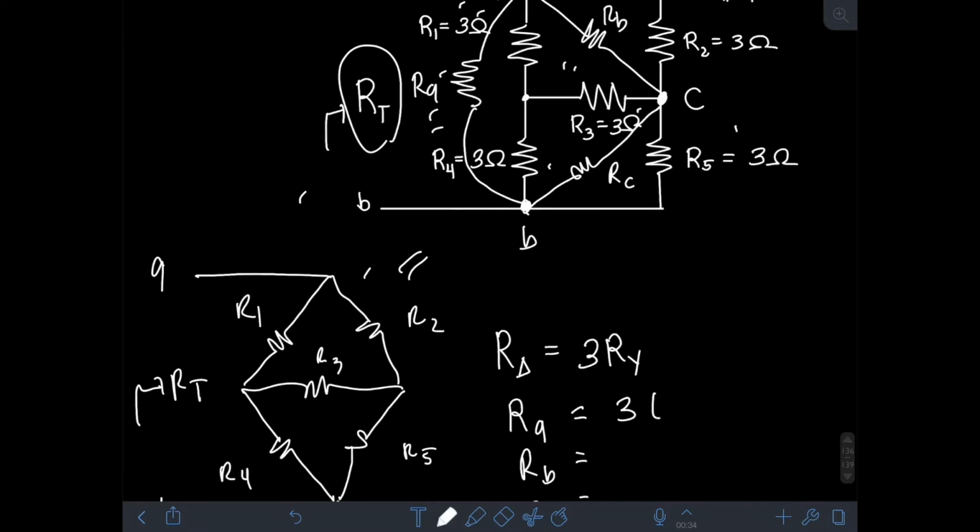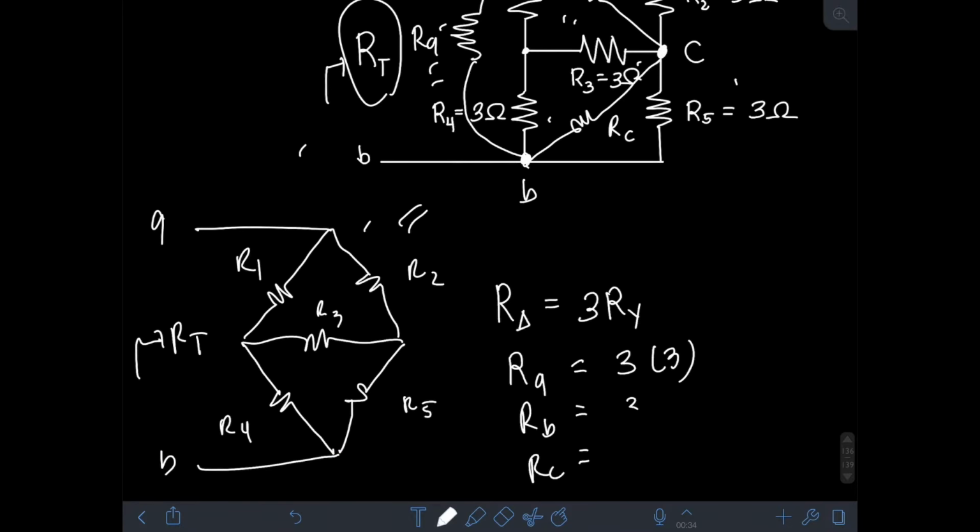So therefore, RA is 3 times 3. Likewise, for RB, it's 3 times 3. And for RC, it's 3 times 3. All equal to 9 ohms, right?